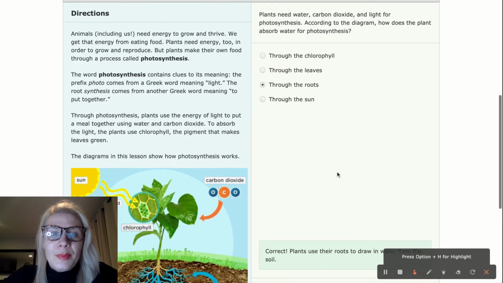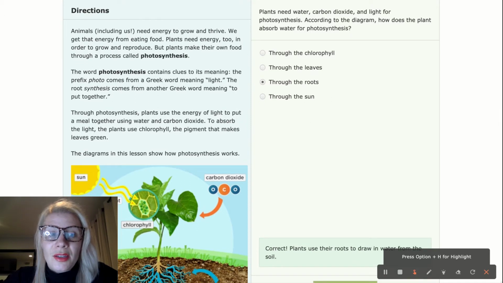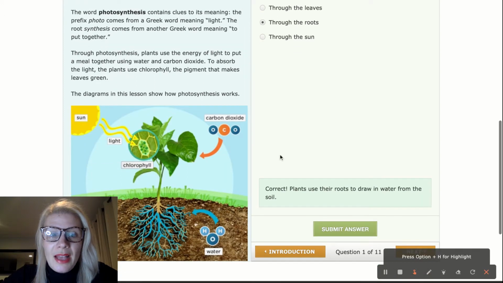Through photosynthesis, plants use the energy of light to put a meal together using water and carbon dioxide. To absorb light, the plants use chlorophyll, the pigment that makes leaves green. The diagrams in this lesson show how photosynthesis works. And so then it has that diagram here.